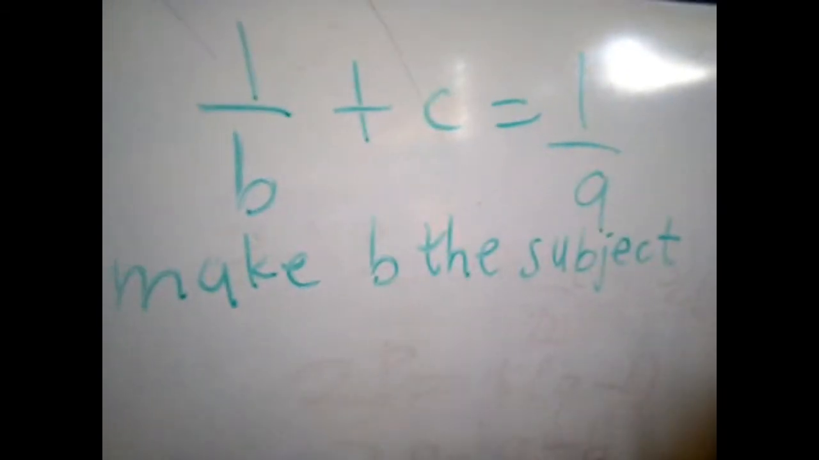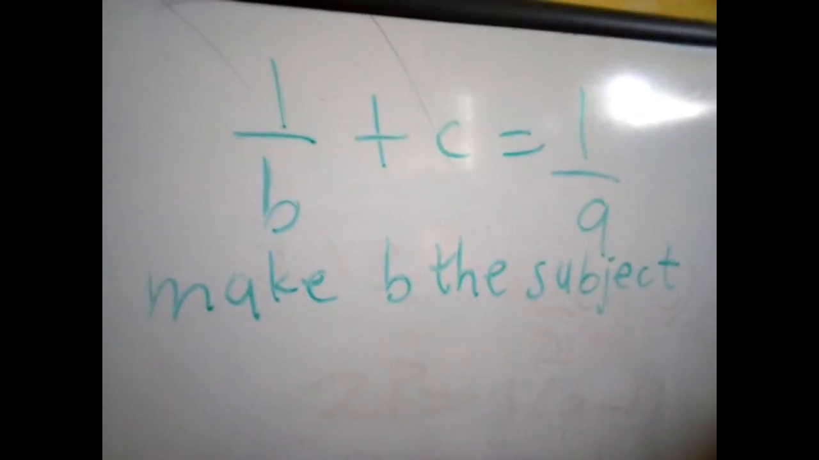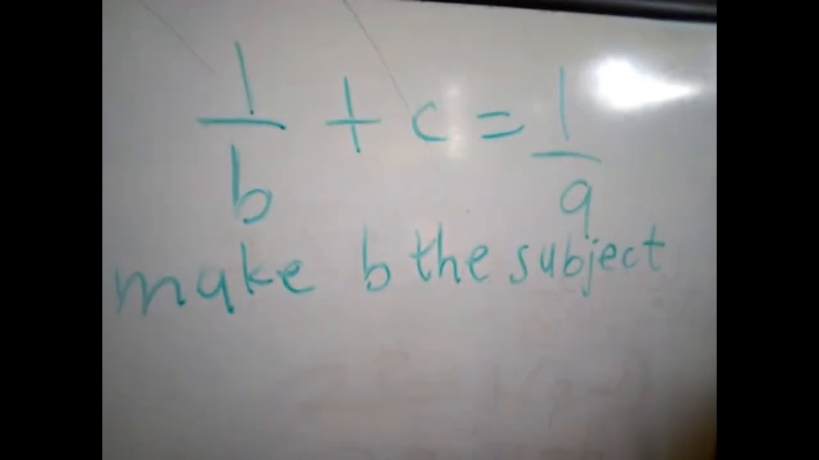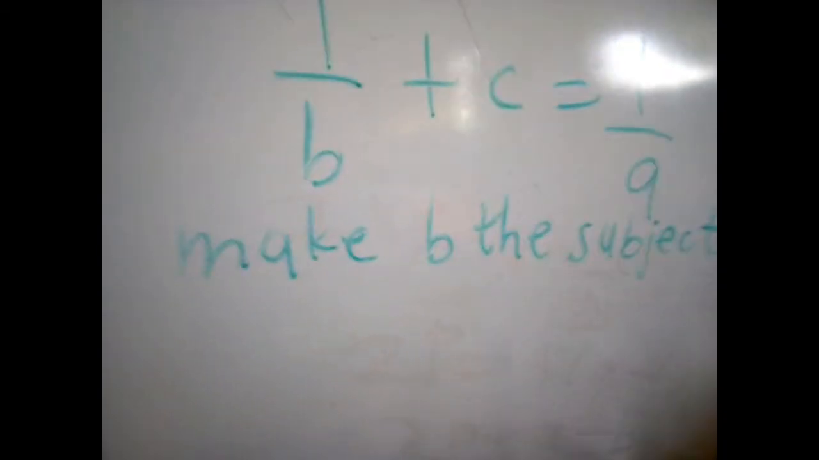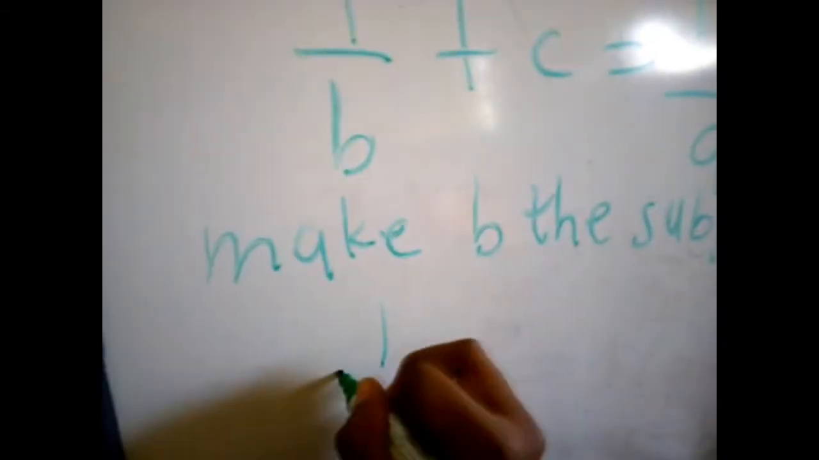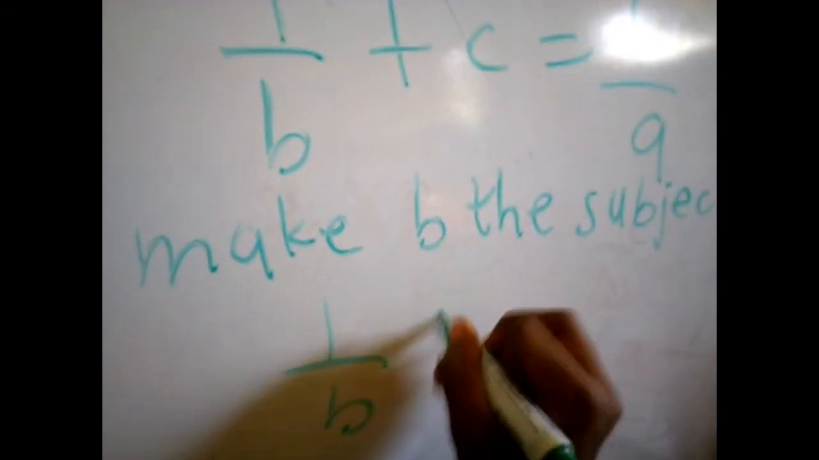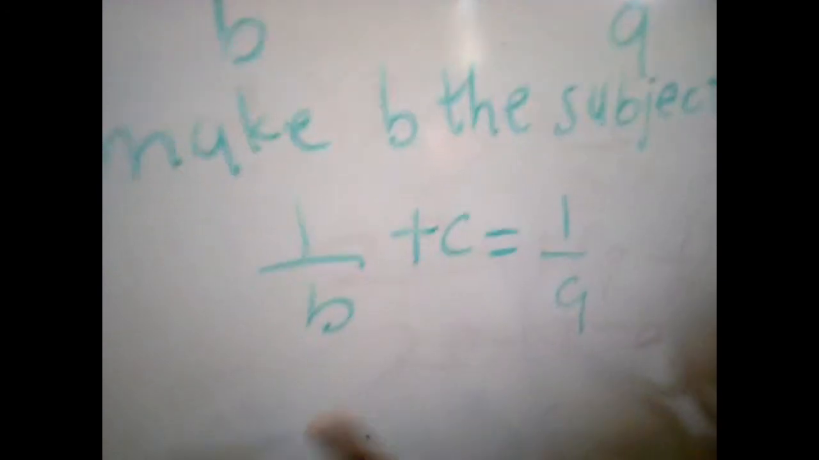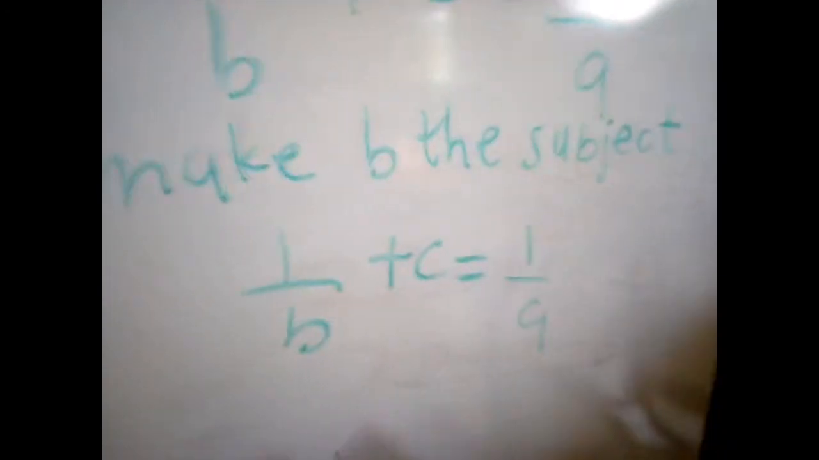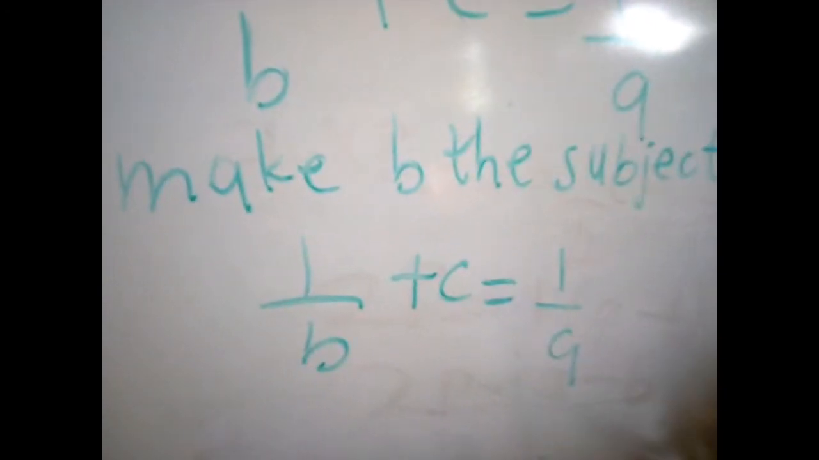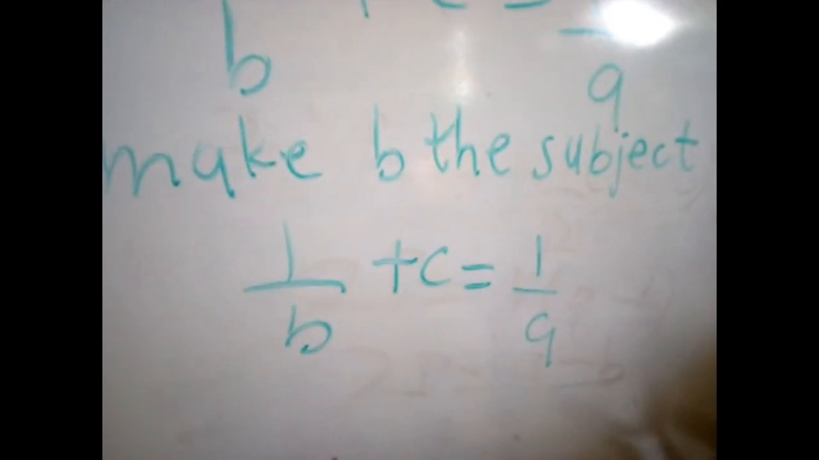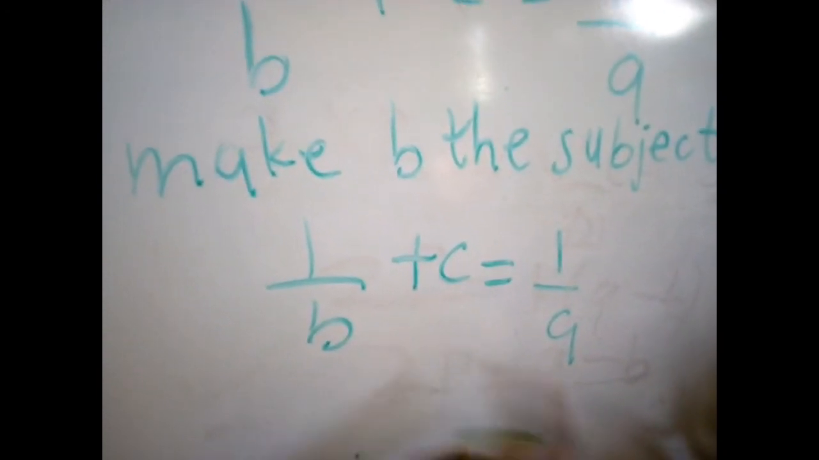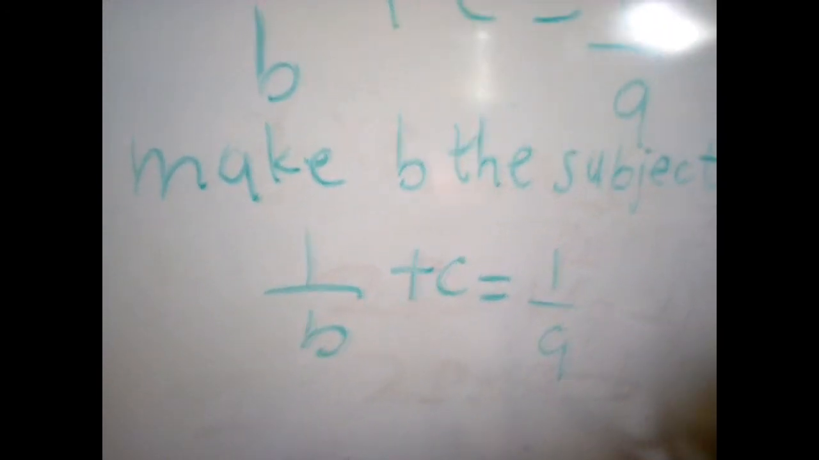So you have something like this again. 1 over b plus c is equal to 1 over a. Make b the subject. Please don't be scared. It's very simple. 1 over b plus c is equal to 1 over a. You have 2 denominators. But this one, if it were figures, we would have found the LCM. But they're not figures. So you just multiply b by a, which is going to give you ab.